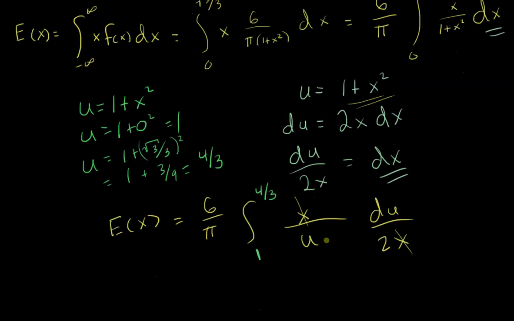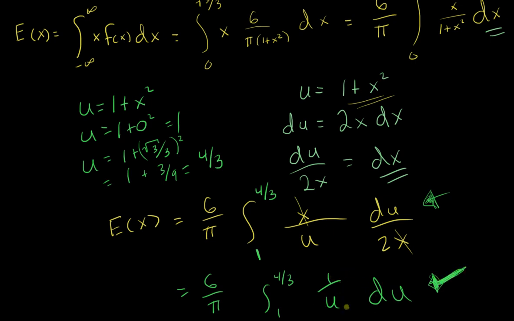Okay, so let's go ahead and rewrite this. So I have 6 over pi, the integral from 1 to 4/3, 1 over u, du. All right, so this is where the error occurred in Blackboard in our discussion board. The error occurred in this u substitution. So now hopefully you understand this u substitution a little bit better. Start here and do this integral.